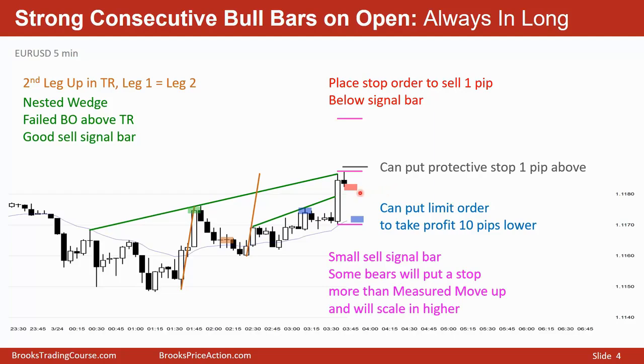The minimum scalp in the Forex market is 10 pips, and that's right here. So the bears who sold here will place a limit order to get out with a 10 pip profit, which is just around the bottom of this buy climax, and that is a magnet. We also have a spike pullback channel, so the bottom of the channel is a magnet as well.